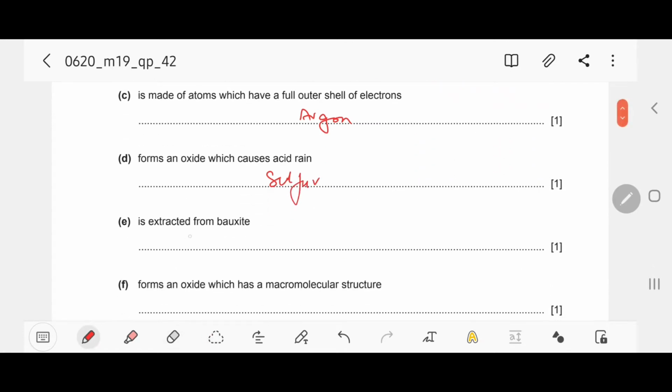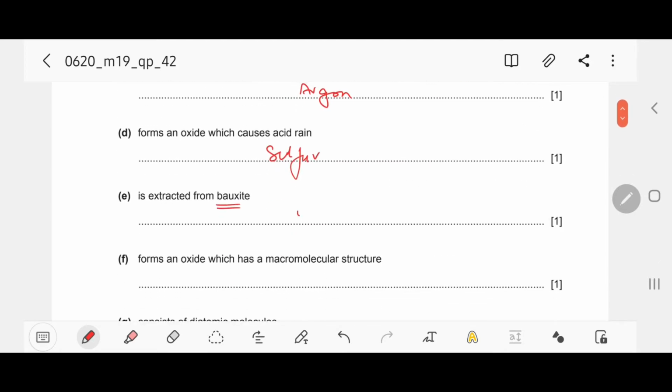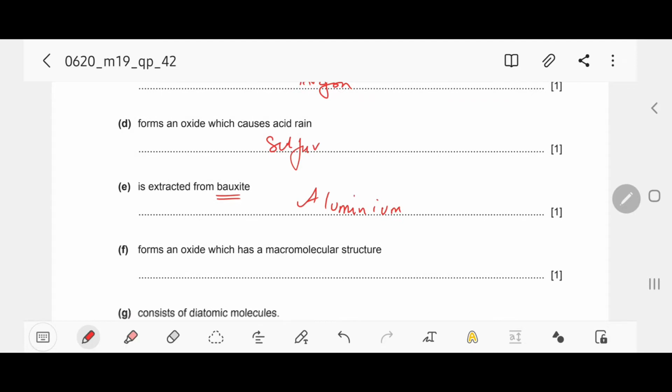State which element is extracted from bauxite. Bauxite is actually an ore, and we get aluminum from the bauxite. So there should be aluminum. Aluminum ore is called bauxite.